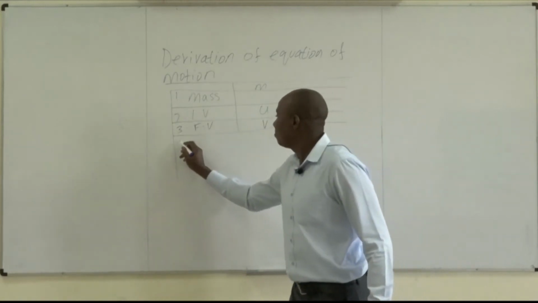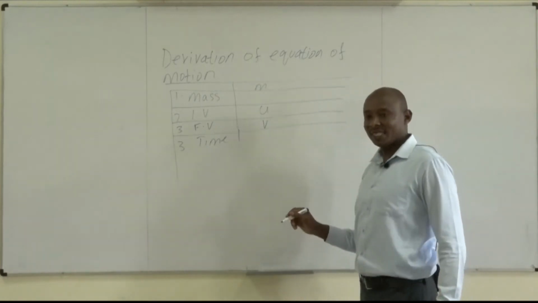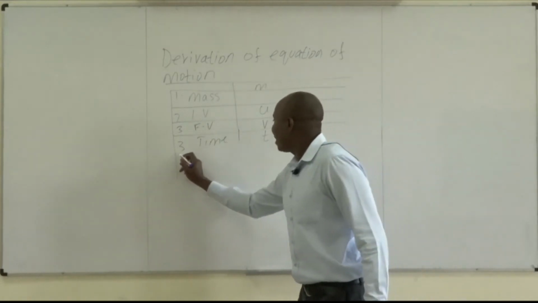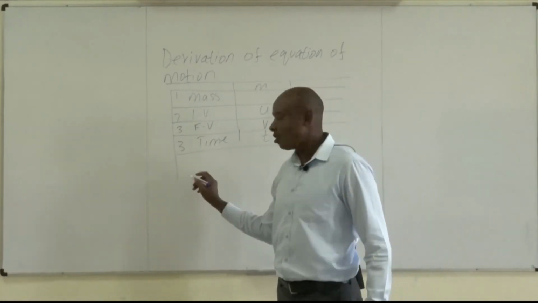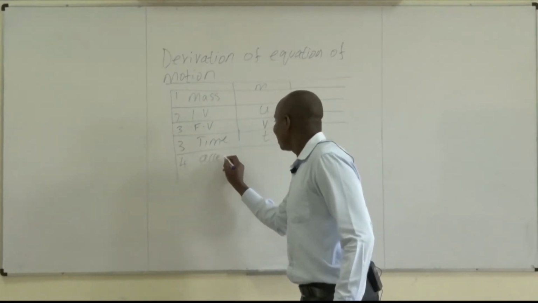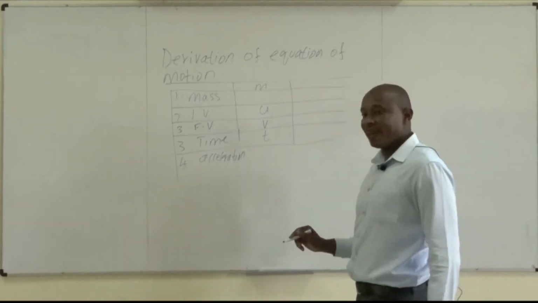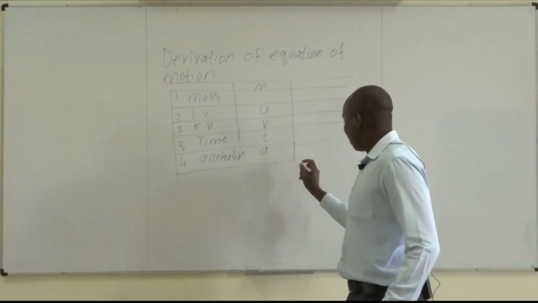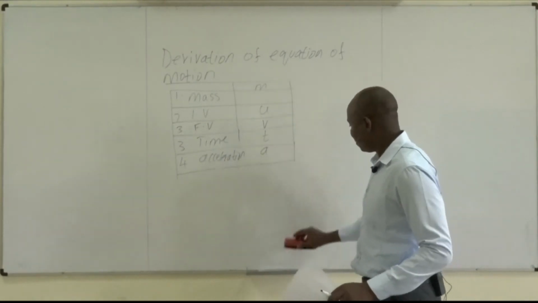We have time being given the symbol t. And lastly, we'll have uniform acceleration being given the symbol a. Then we can clean the part that we don't need.